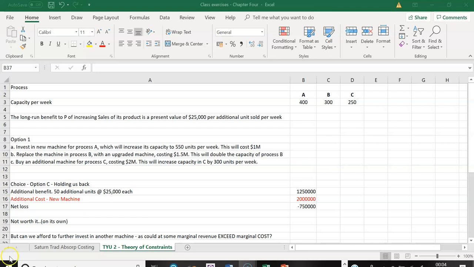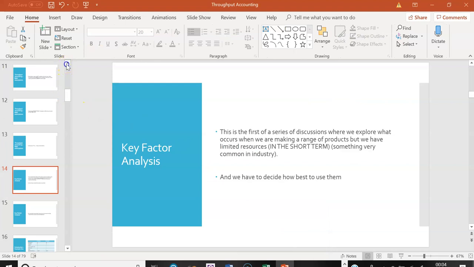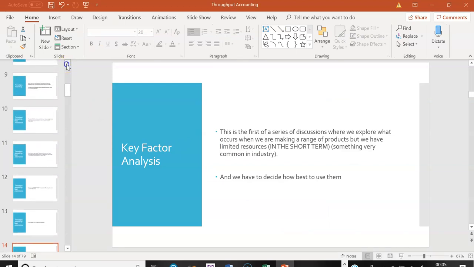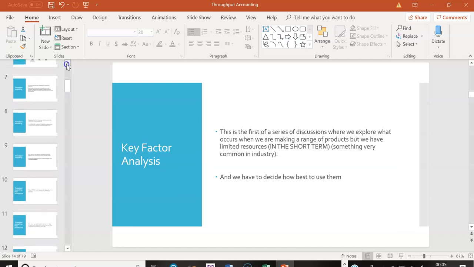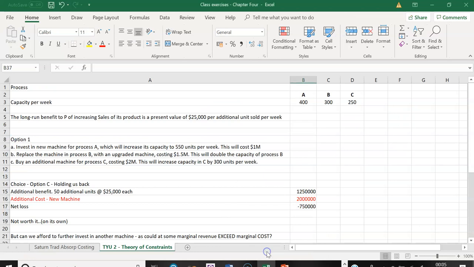So what you have here, as I'm sure you've read, is a business that has a process with three parts: A, B, C. It could have been anything. If we go back to my slide here, just think of this process over here. This could be A, B, C, really. But the key point is that each can only take a certain capacity. Only a certain number can go through each time.